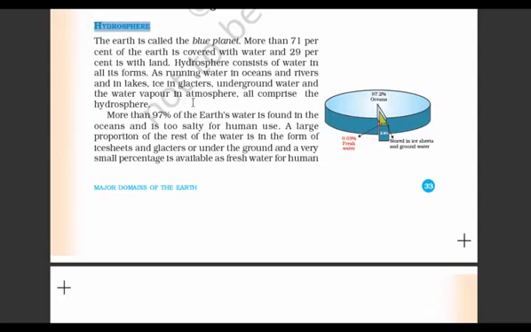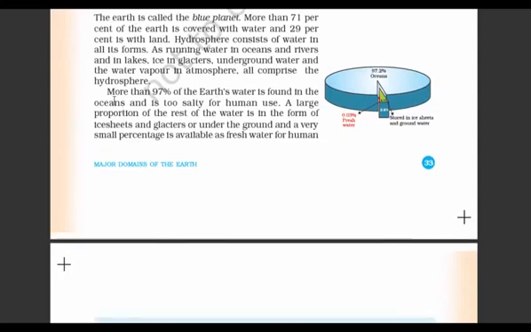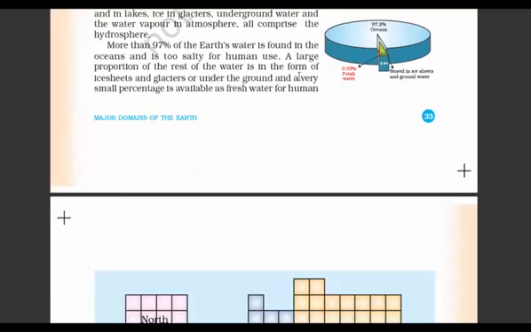It comprises of everything. So hence now we can say more than 97% of the Earth's water is found in the ocean. As humans we cannot drink the ocean water as it's too salty. So we hugely rely on glaciers because when they melt they produce fresh water, and also underground water which is available in very small percentage.